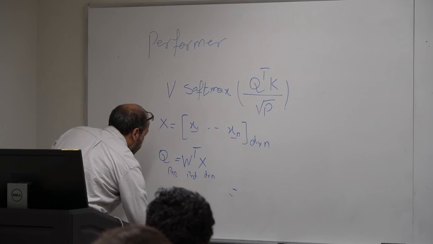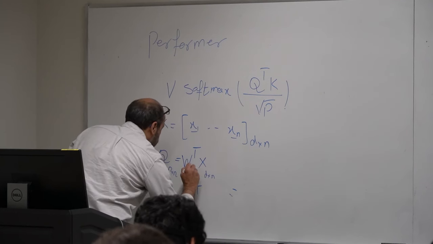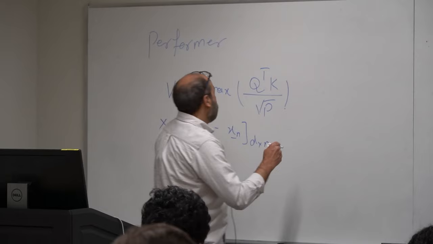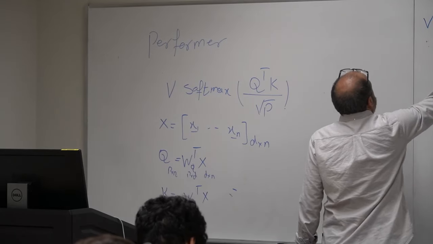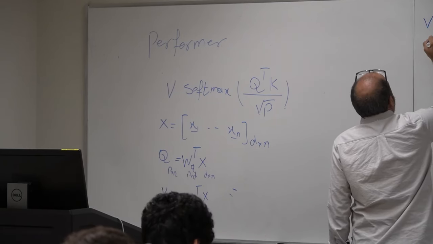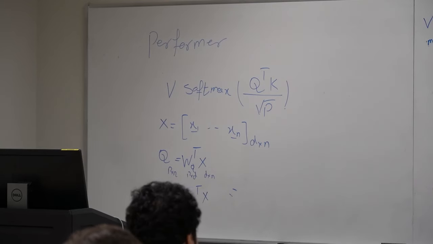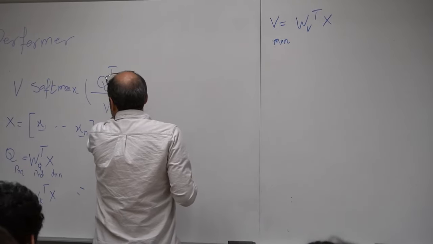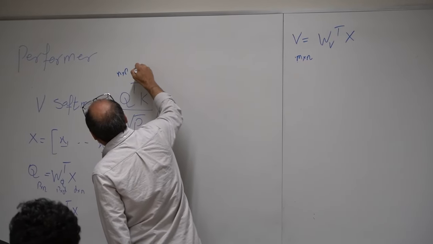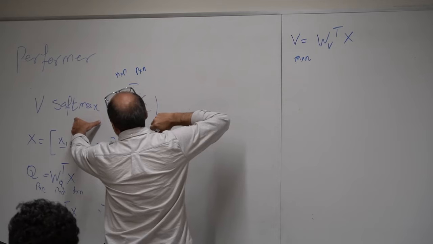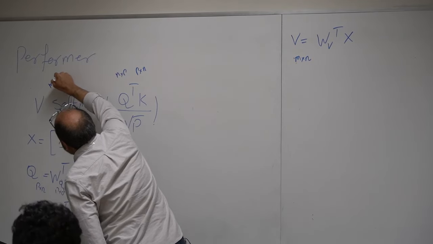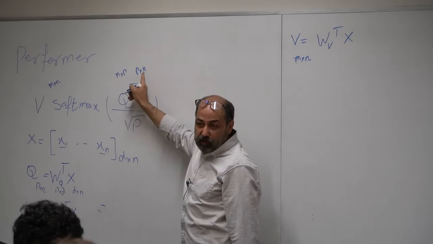And the same thing for K, there is a transformation which takes X to K, which is P by N, and V is another transformation which takes X to V, and this is M by N. Okay? So Q is P by N, so Q transpose is going to be N by P, and this is P by N. Then we take softmax, it's still N by N times M by N, so it's going to be of the order of n squared.